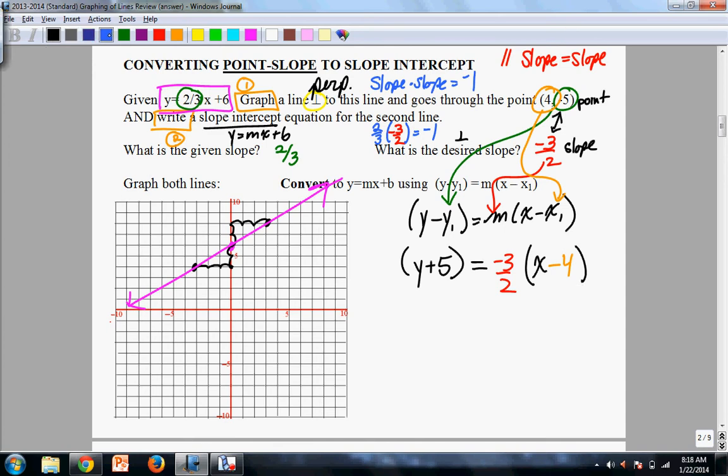Exactly. Okay, now we're going to change it to y equals mx plus b, which means we want y by itself. So circle y. Your goal is to get y equals something. Ready? We're going to distribute this. Don't panic because it's a fraction. It's really easy. I made it easy.